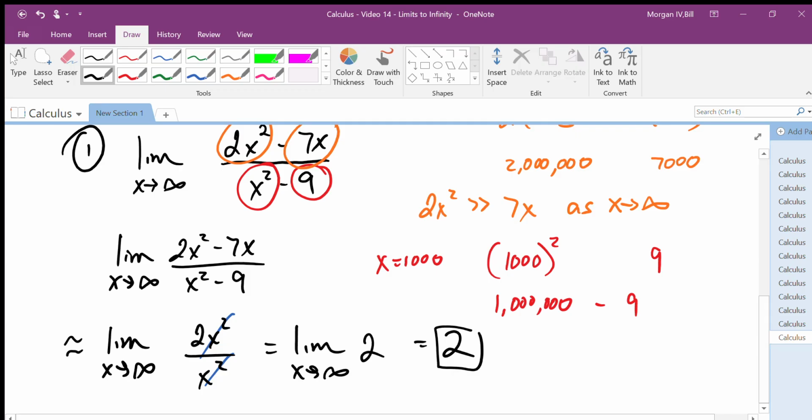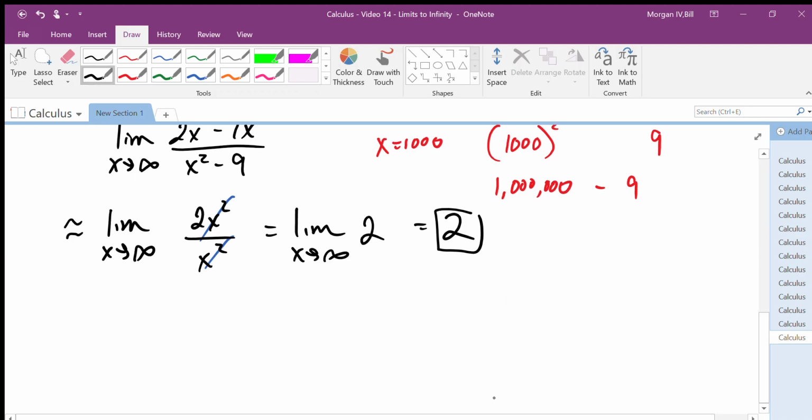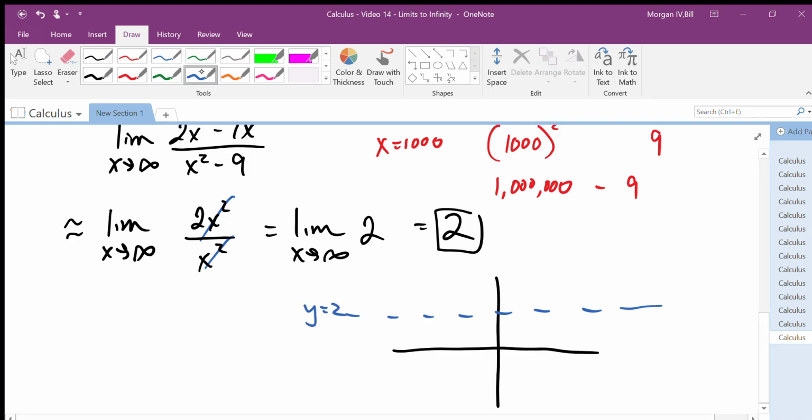That as x goes to infinity, the y value limits to 2. There is a horizontal asymptote at y equals 2. And as x is going to infinity, I'm not sure what this graph looks like, but as x goes to infinity, the y value will approach 2. Right? As x goes to infinity, the y value is going to approach 2. That is a limit to infinity.